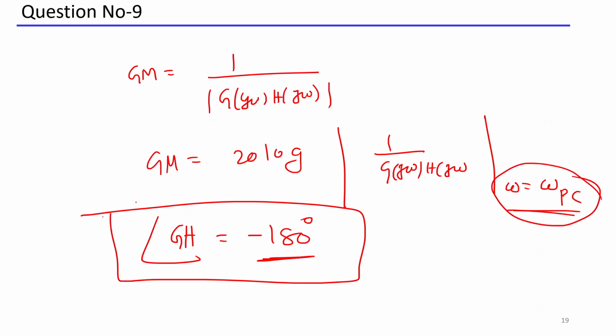Just put that omega value in this modulus function and find out 20 log 1 by |H(omega)|. And this is in decibel. This is the normal value, the absolute value. And the phase margin is something like that.